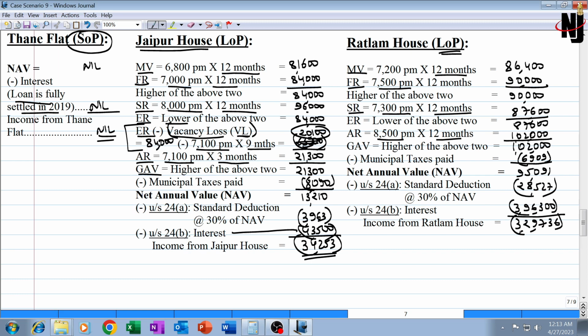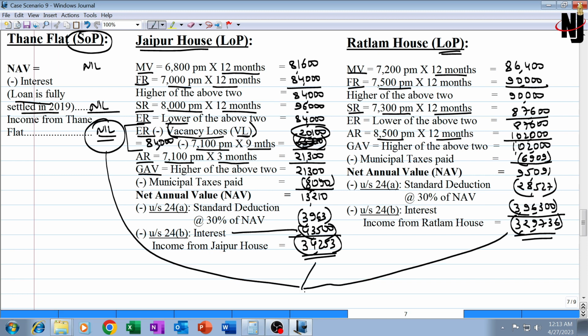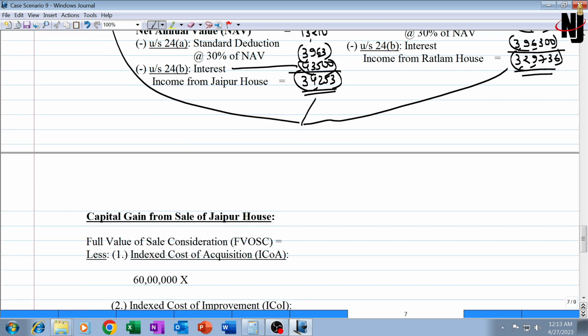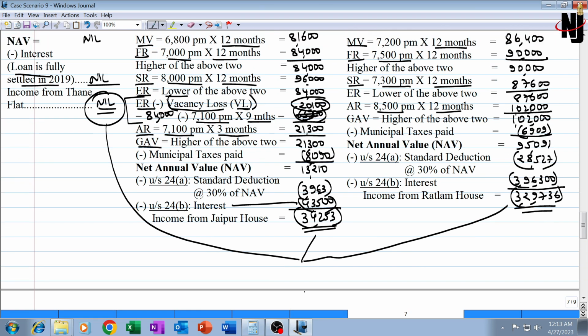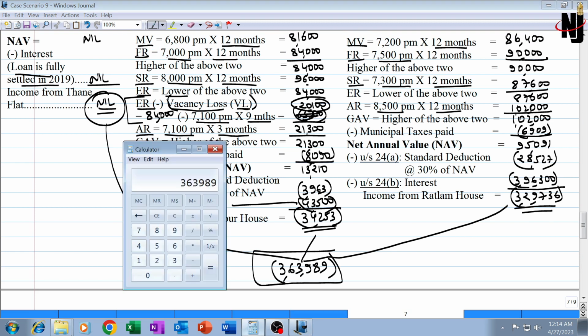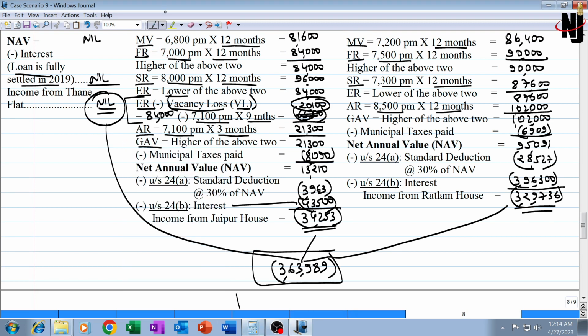If you have to take total of all three houses combined together, total would be nil plus 34,253 negative 329,736. 363,989. That's what I'm getting. However, right now they've asked us to compute only the NAV. NAV for Thane house will be nil. NAV for Jaipur house will be 13,210, and NAV for Ratlam house will be 95,091. So nil, 13,210 and 95,091.